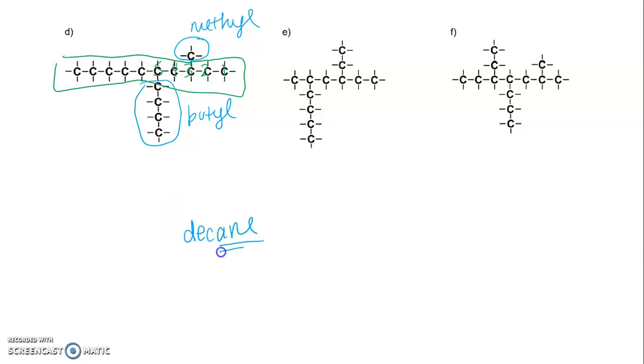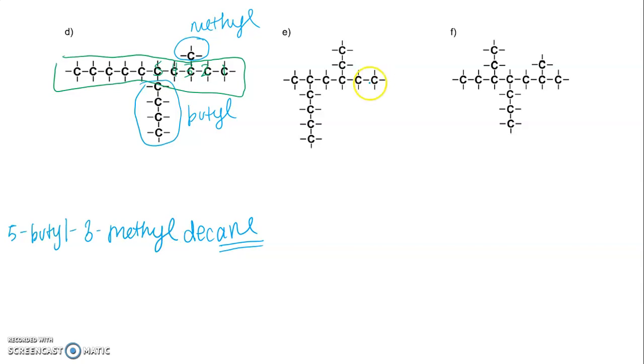Always with this ane ending because there are only single bonds. Then you want to put your substituent groups in alphabetical order. So we'd have 5 butyl, 3 methyl, decane.